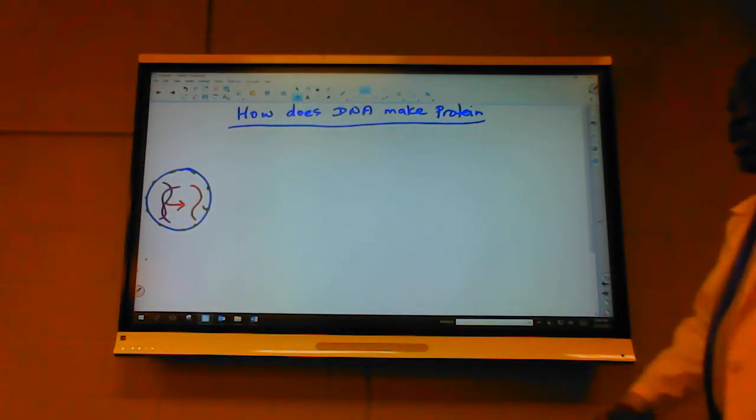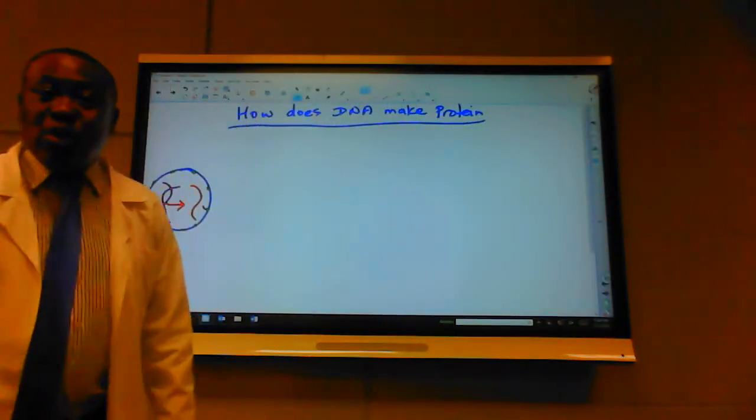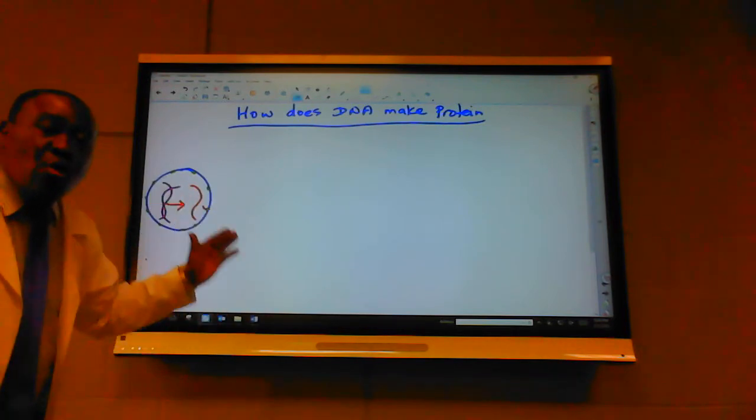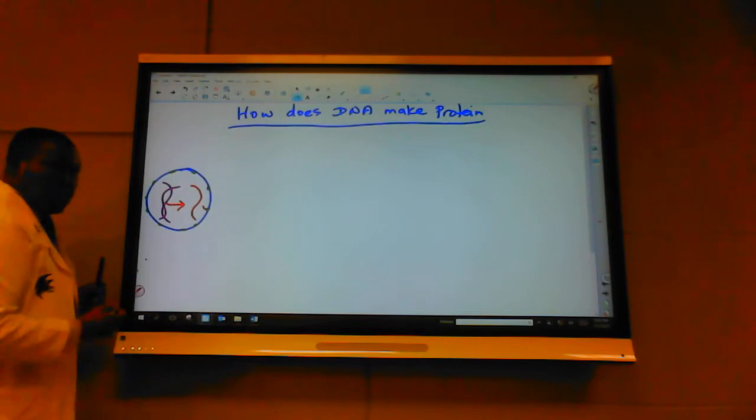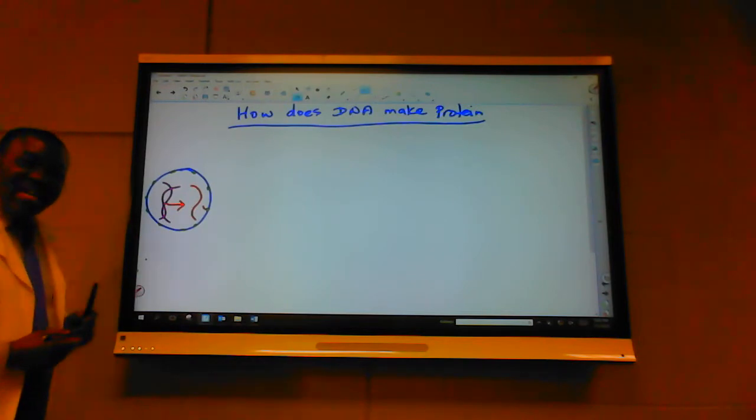Yeah. If you say the DNA is too big to go through it, you are right. It's too big. Look at this. Double helix. Can't go through those pores. Those pores are too small. So you know what? DNA is smart.